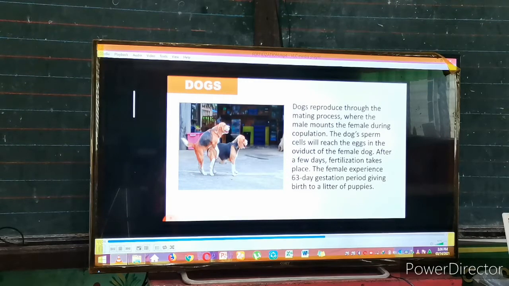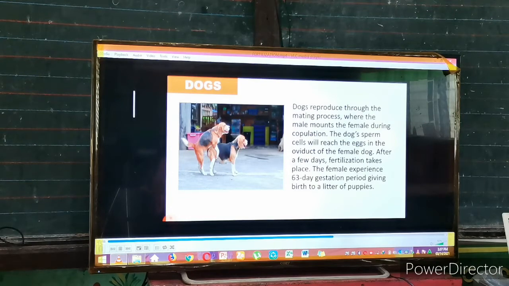Nakikita natin yung picture kung paano sila mag-mate. So, nagmamount, stand support ang male dog sa female dog. And then, magde-deposit siya ng sperm cells inside the body of the female dog. And then, after a few days, may fertilization na mangyayari.